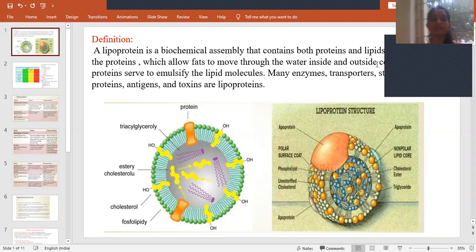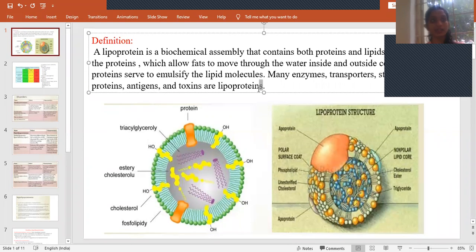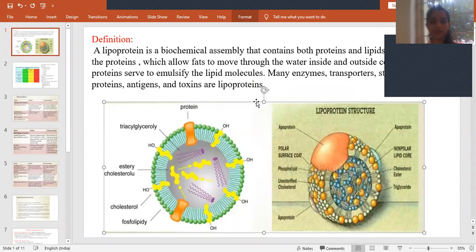So what is the role of proteins? Why do these proteins form a complex with lipids? Because the proteins help the lipid molecules to pass easily by making a complex. It helps the lipids to move from inside to outside of the cells. These proteins act as emulsifying agents, so they emulsify the lipid molecules. Many enzymes, transporters, proteins, antigens and toxins are lipoproteins. These are examples of lipoproteins, and this is the structure of a lipoprotein.